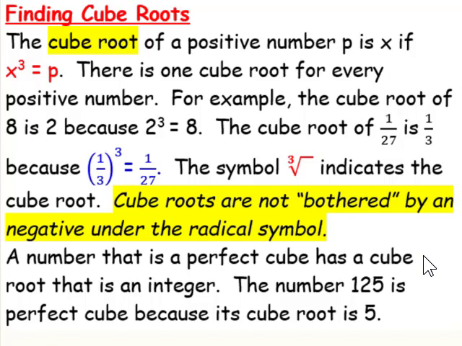For example, the cube root of 8 is 2 because 2 cubed, which means 2 times 2 times 2, is equal to 8. The cube root of 1/27 is equal to 1/3 because 1/3 cubed is equal to 1/27. The symbol, called an index, indicates the cube root. Cube roots are not bothered by a negative under the radical symbol.